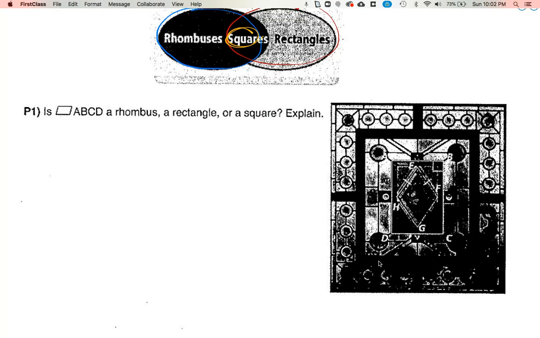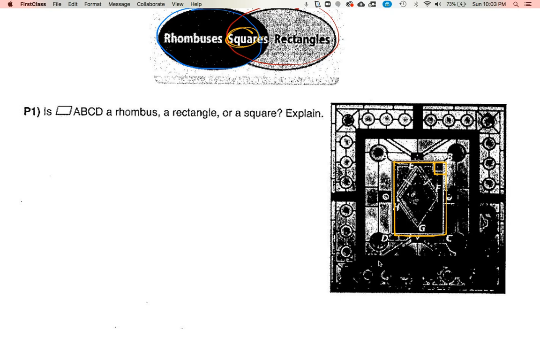All right, down below we have probably one of the worst diagrams we can have right now. It says we have parallelogram ABCD, which is a rhombus, which I believe is in here. And the only thing they give us, so is it a rhombus, is it a rectangle, or is it a square? The only thing they give us is that right angle marking.